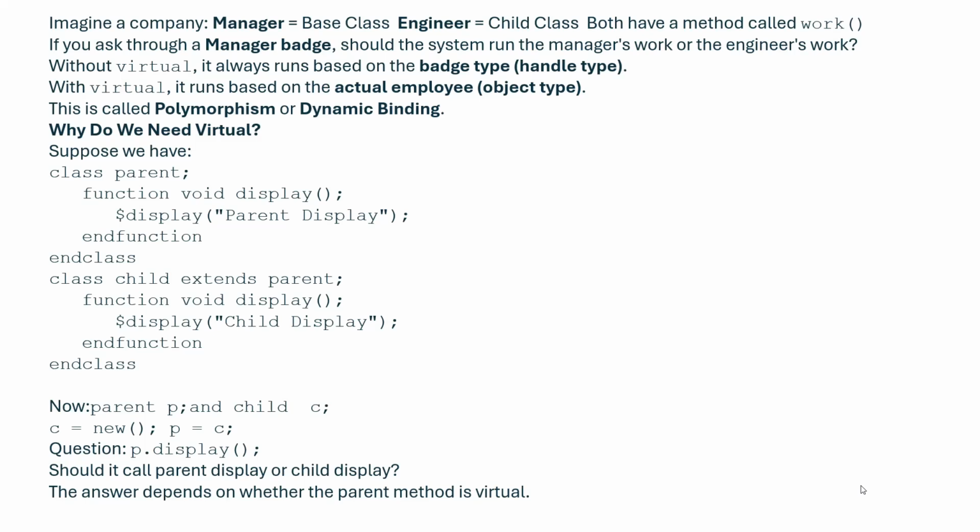Without virtual, with inheritance, we are calling through the handle. With a virtual method, it depends on which object you are creating, whether you create the object for the parent or for the child. Based on that, it gets the display at your output side. So that is called dynamic binding. Dynamic binding means during runtime I am changing the method.